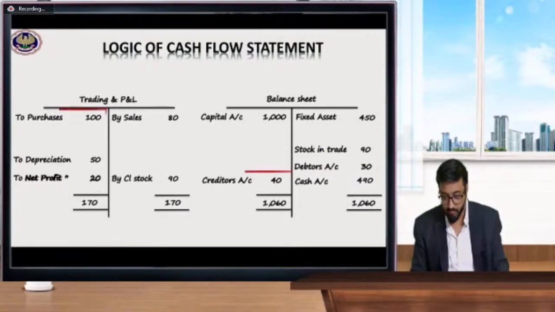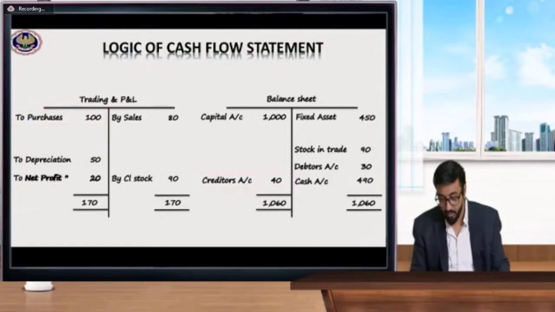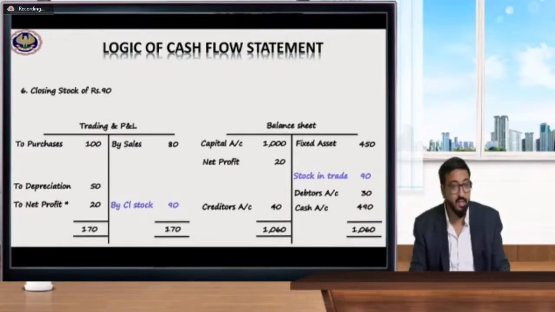Chalo. Now logic of cash flow statement we are starting with. Please understand. Logic of cash flow statement. Now you can see, please, yes, you do one thing. You write this trading and P&L account and balance sheet on the rough page. All these 6 adjustments only without entry, trading and P&L and balance sheet. Just note down this. Your trading and P&L account and balance sheet in front of you. So ye likh lo fatafat.